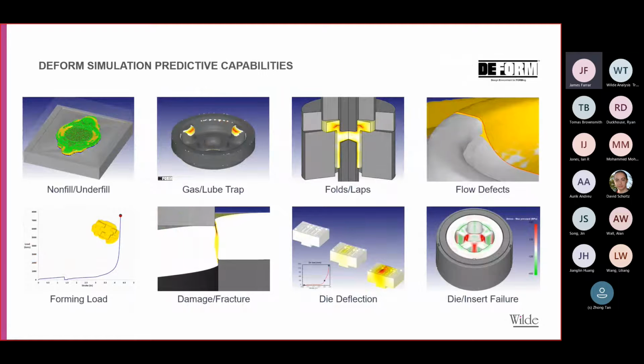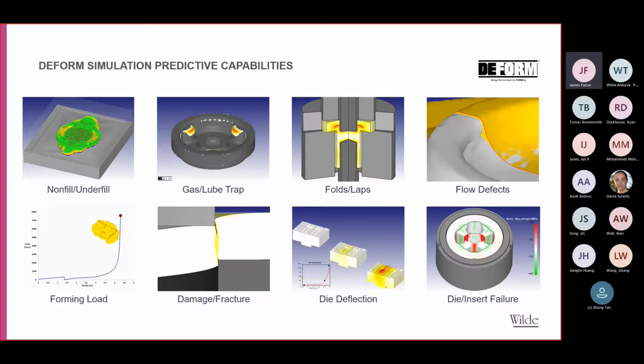In terms of predictive capabilities, the kind of things that typical customers are looking to get out of the simulation is, does it fill the die cavity? Do we get a good fill? Is it going to meet the tolerances that we require for the part, and perhaps the machining tolerances for the final component? So non-fill or underfill. Also, you want to understand in more complex forming applications whether you're going to get gas or lubrication traps, so that I can vent the dies should I need to do that.